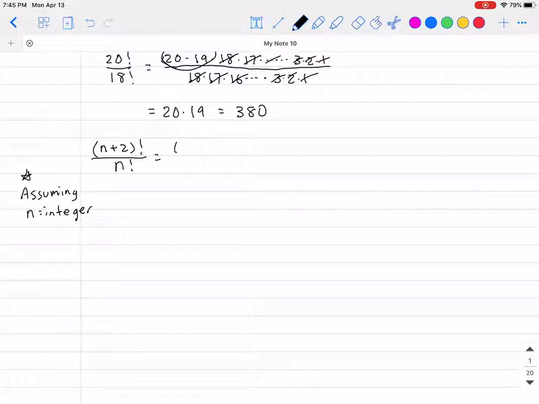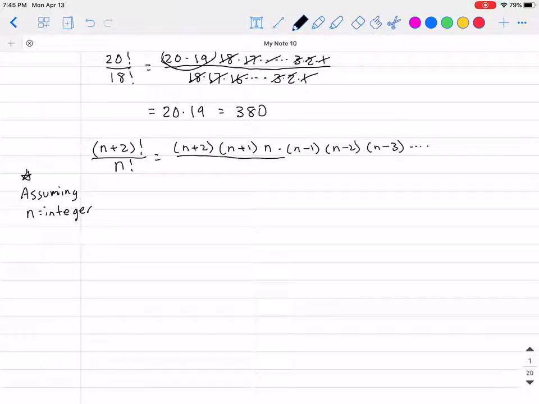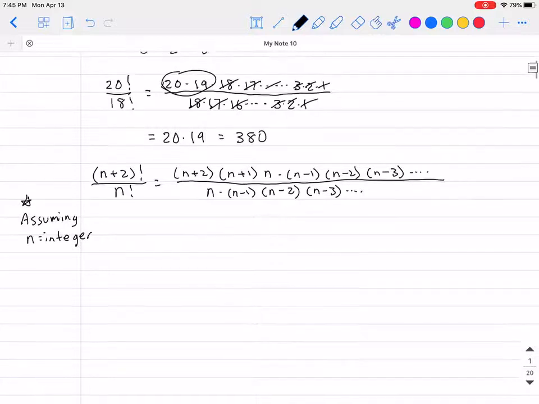(n plus 2) factorial, the first term is going to be just n plus 2. The term after that is going to be n plus 1 because it's 1 less than the previous term. Then 1 less than n plus 1 is n. Then 1 less than n will be n minus 1, and then n minus 2, and n minus 3, and so on. For the bottom part, I can write that the same way. That's going to be equal to n times n minus 1 times n minus 2 times n minus 3, and so on.